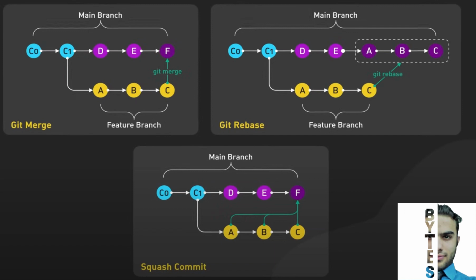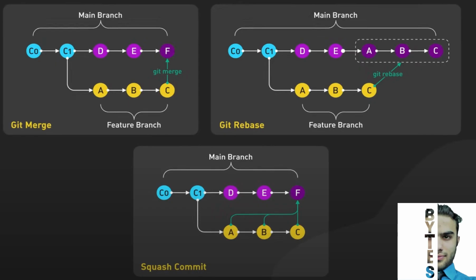Welcome back to Sotiriou Bytes, and today we're gonna break down the difference between Git Merge, Git Rebase, and Squash Commit. So let's start from Git Merge. What it does? It combines the feature branch into the main branch, creates a merge commit to join the histories.